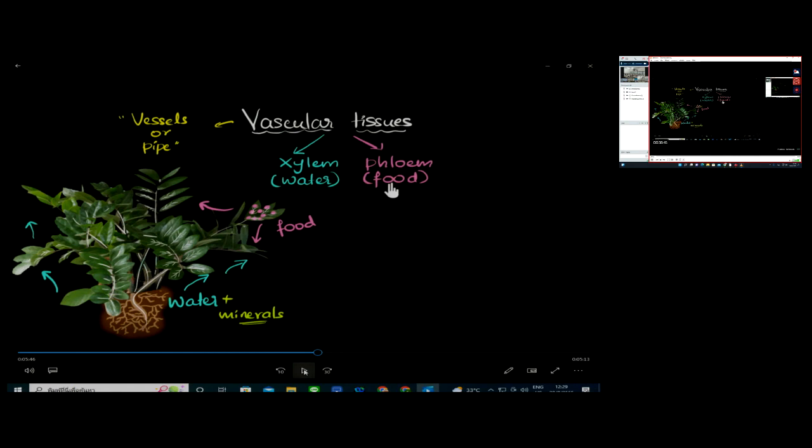Then they also need to support the plant. So that does it for today. This brings us to the end of our lesson. Right, but before we end our lesson, what I want to do is I'm going to give you some group work.